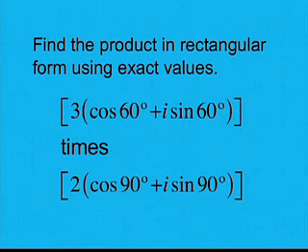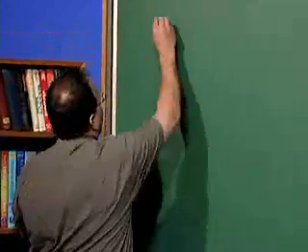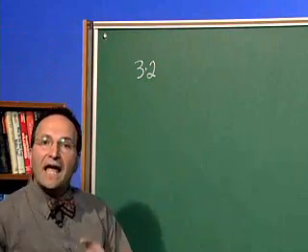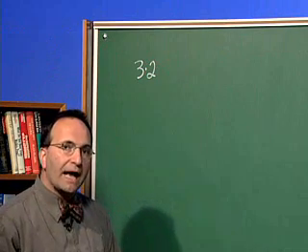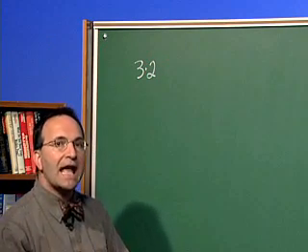So find the product in rectangular form using exact values. And we have 3 times (cosine 60 degrees plus i sine 60 degrees) times 2 times (cosine 90 degrees plus i sine 90 degrees). So using that theorem, we start off by multiplying the two r's together, and the two r's are 3 times 2. Then we add the two angles together, and the two angles are 60 and 90.